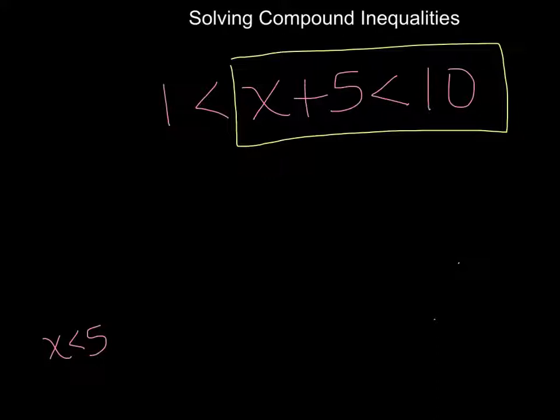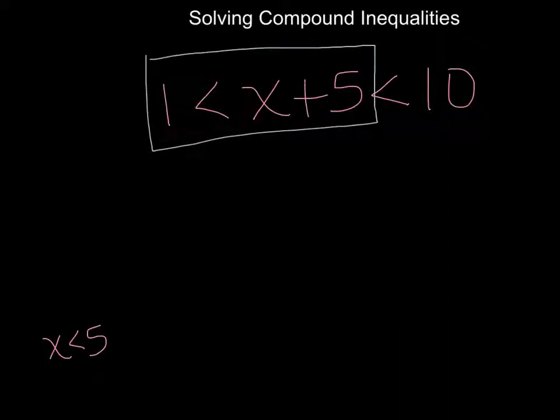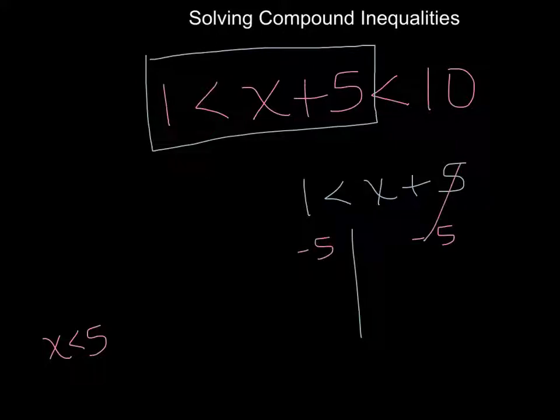Now I'm going to undo this x plus 5, and now I'm going to do the other inequality. 1 is less than x plus 5. Again, you're going to solve it just like we did in the past with solving one-step inequalities. Going to subtract 5 from both sides. Those cancel out. 1 minus 5 is negative 4. So now I have negative 4 is less than x.